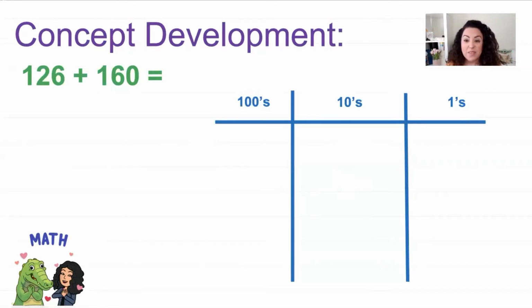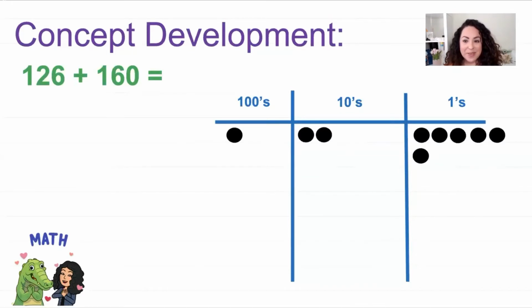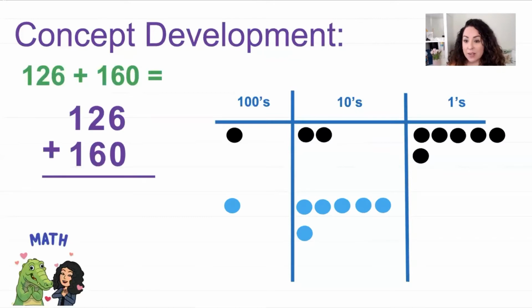Now let's make that first number, 126. So I have 100, 2 tens, and 6 ones. So let's go ahead and make the second number. That's 100, 6 tens, and 0 ones. Now let's go ahead and show this number in the algorithm, written nice and straight. All my numbers are lined up, so I have 126 plus 160.